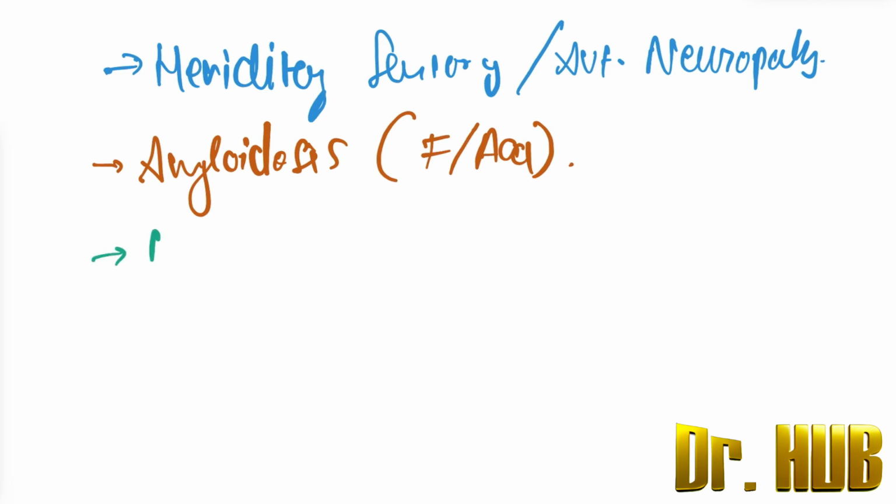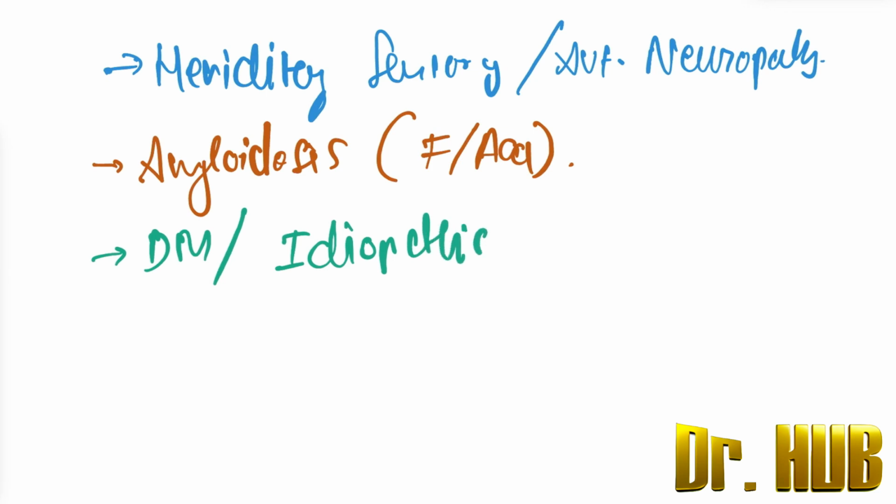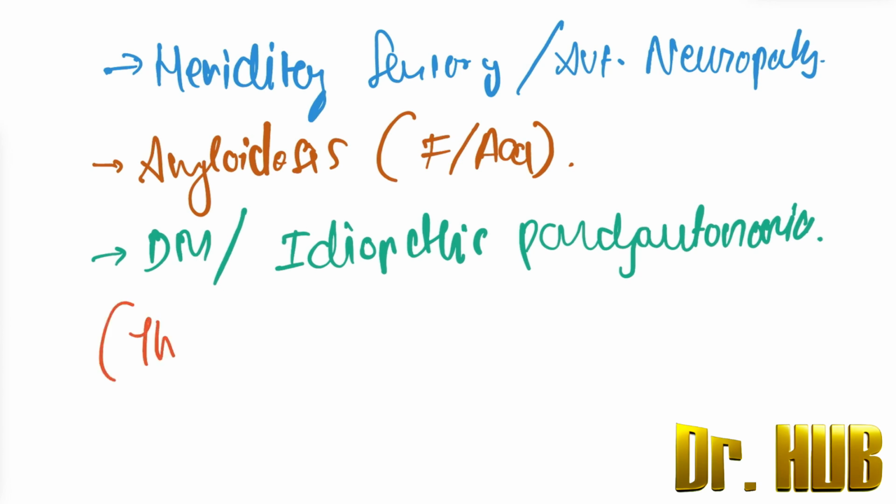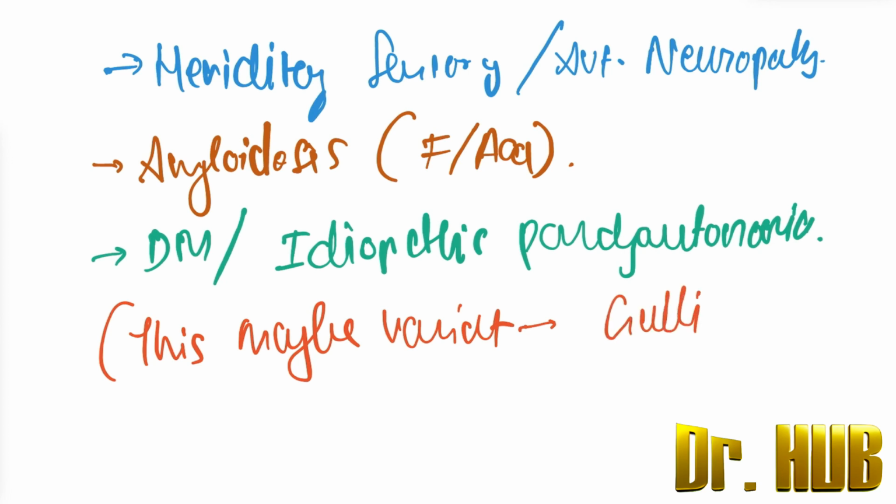Then comes the presence of diabetes mellitus, so it is DM. Then there is idiopathic pandysautonomia. This may be a variant of the Guillain-Barré syndrome.